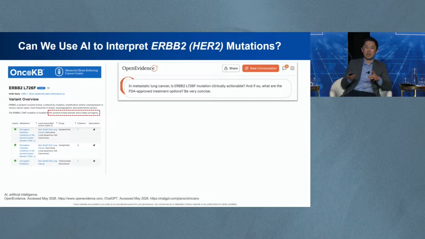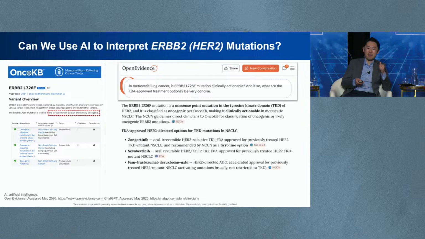All right, now I'm going to use a very commonly used LLM called OpenEvidence, which I think a lot of us have used in the past. And I asked the question, is this mutation clinically actionable? And if so, what are the FDA-approved treatments for this mutation? And be very concise, because it can be very long. And this is the answer I get. So here it says that this mutation is a missense point mutation that is in the TKD, it's activating and oncogenic according to OncoKB, and that it is clinically actionable. And it also provides the different types of therapies as well as which line it was approved for. So it's really helpful, I think, but it's important to see that it actually pulls the data directly from OncoKB.